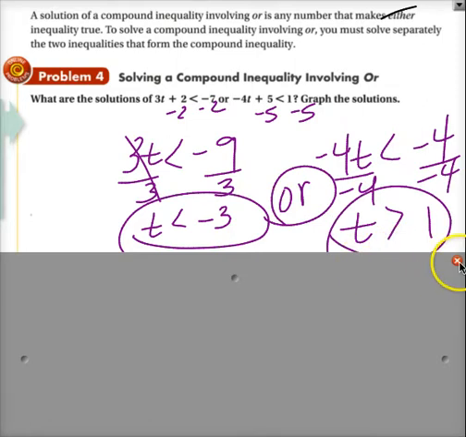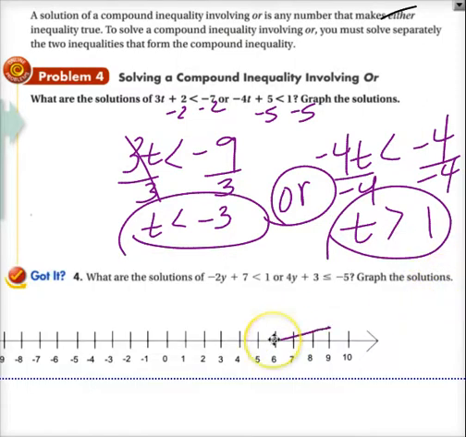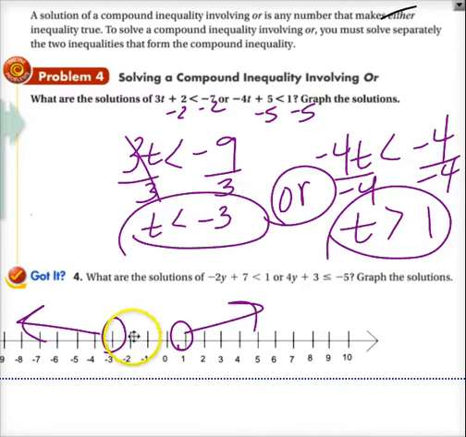Now, to graph that, I'm going to use this graph right here. Negative 3 with an open circle. T is less than that. 1 with an open circle. T is greater than that. So remember, an OR should always have graphs in two different directions. So had we forgotten to flip that sign, we would have noticed something wrong in our graph.